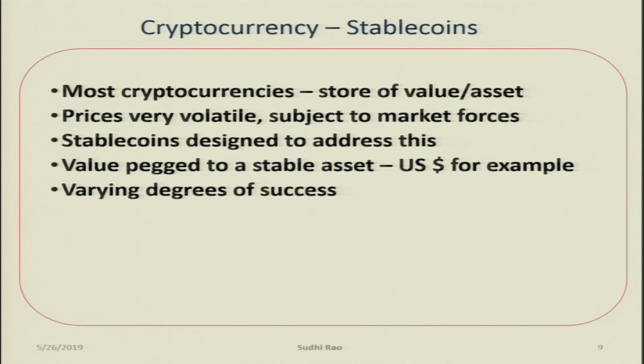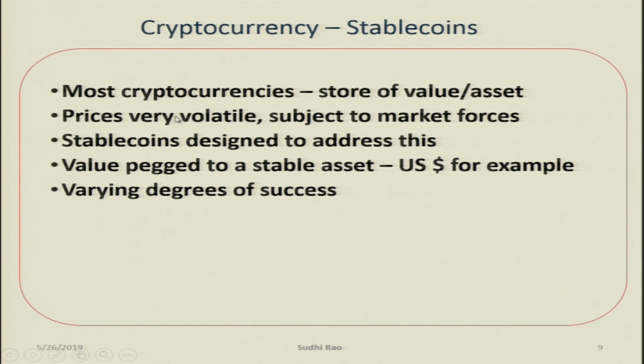To go back, most cryptocurrencies today are only functioning as a store of value, they are not really functioning as mediums of exchange. The prices are very volatile, subject to market forces. Within a year, the value of Bitcoin has fluctuated from $20,000 per Bitcoin all the way down to $3,000 per Bitcoin. No fiat currency can survive if the fluctuation is so high.